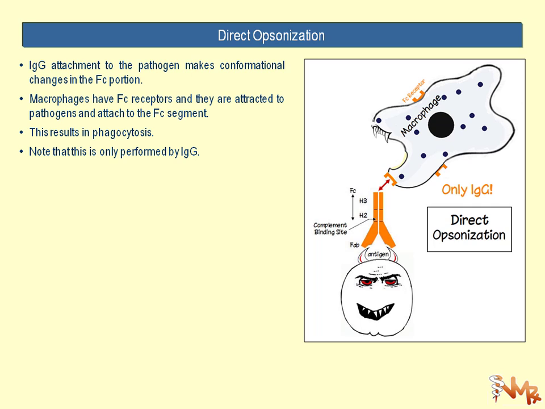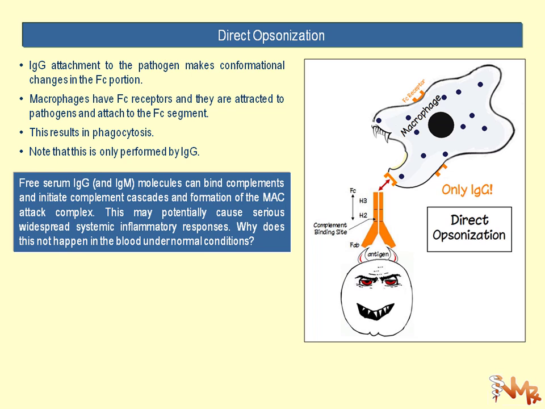Free serum IgG and IgM molecules can bind complements and they can initiate complement cascades and formation of the MAC, membrane attack complex. This may potentially cause serious, widespread, systemic inflammatory responses. The question that you're going to ask me is, why does this not happen in the blood under normal conditions? Very good question.